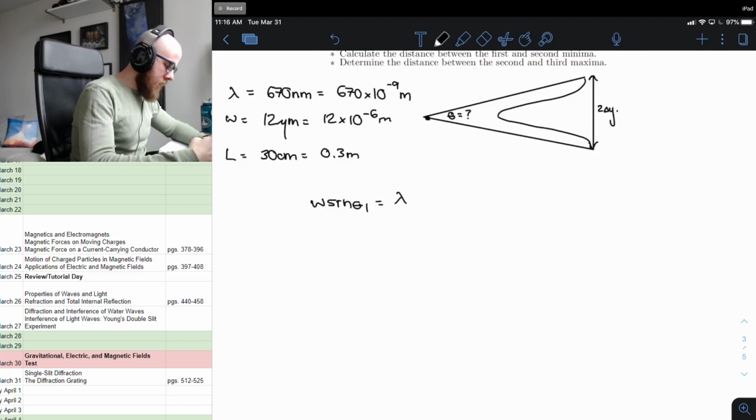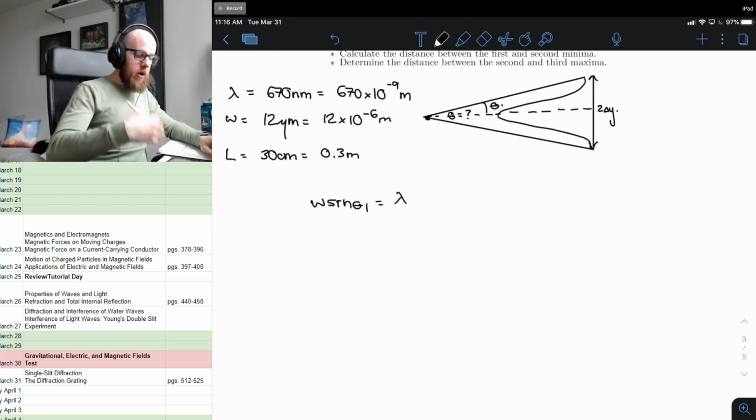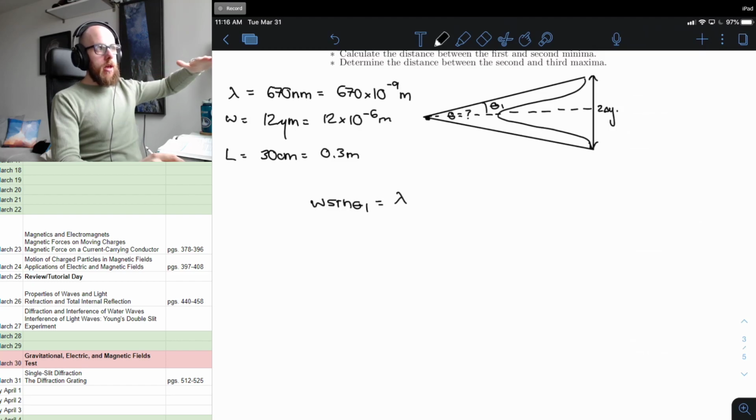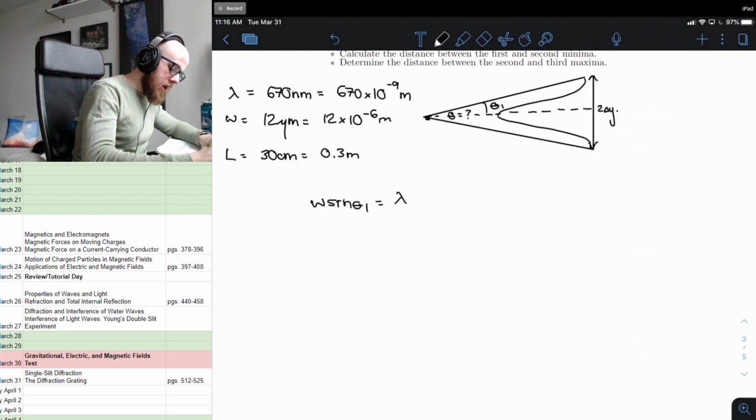Now I can rearrange this for theta 1, okay? But I have to keep in mind that theta 1 in this case is only giving me half the angle here, all right? So once I find theta 1, I'm going to have to double it to get the full width, okay? Because theta 1 in this case just represents the angle from my midline out to the first dark fringe, okay? So I'm going to have to double that to figure out what theta is, okay? So theta 1 equals lambda over W, and then sine inverse of that.